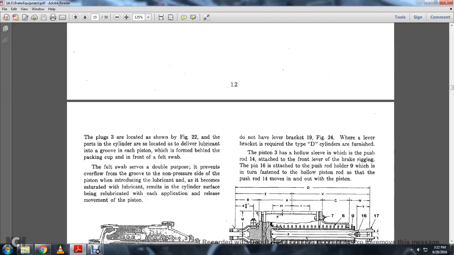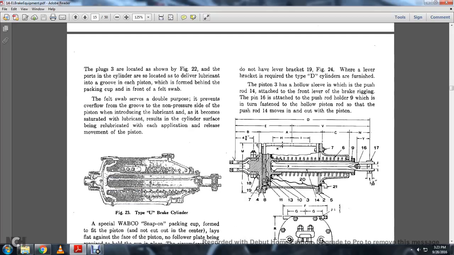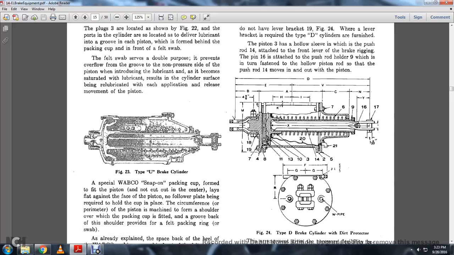The plug 3 is located as shown in figure 22, and the ports of the cylinder are located to deliver the lubricant into the groove in each piston, which is formed behind the packing cup in front of the felt swab. The felt swab serves the double purpose of preventing the overflow of lubricant to the non-pressure side of the piston and introducing the lubricant as it becomes saturated. The result is the cylinder surface being re-lubricated with each application and release movement of the piston.